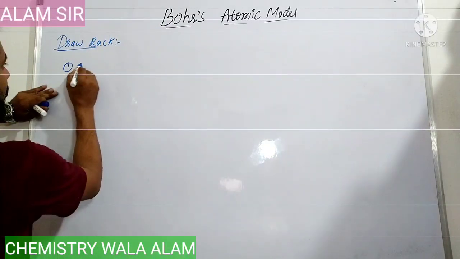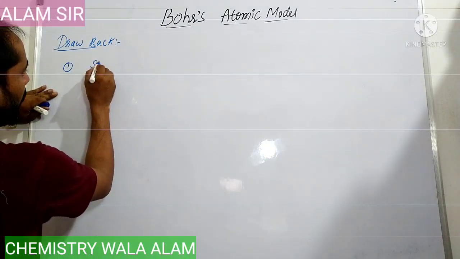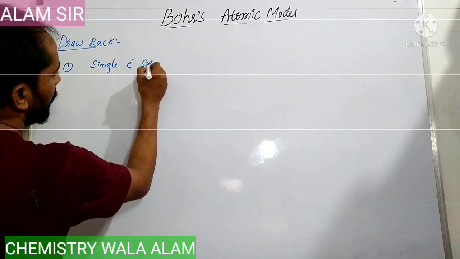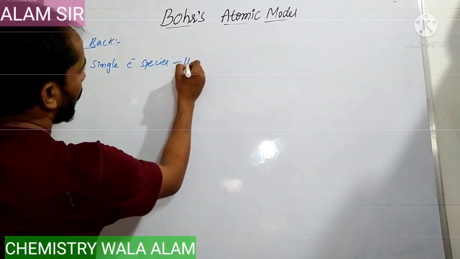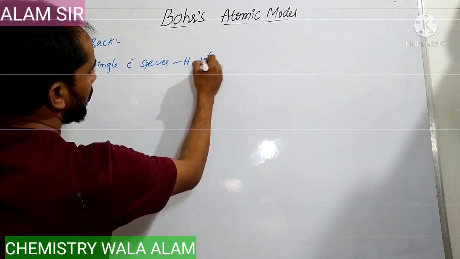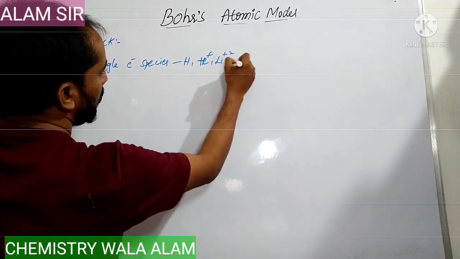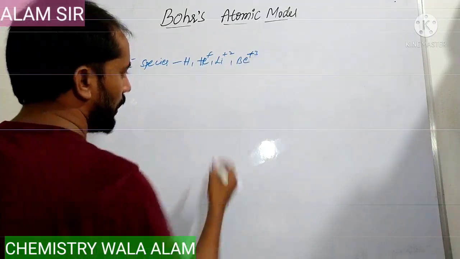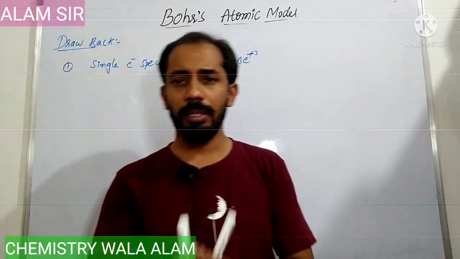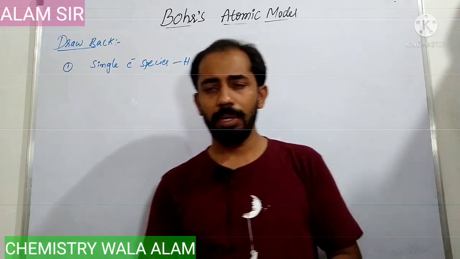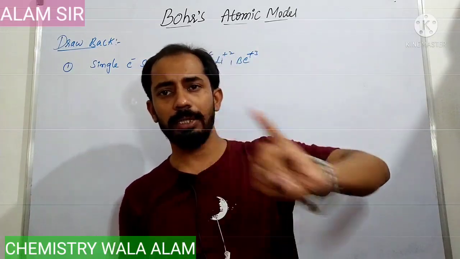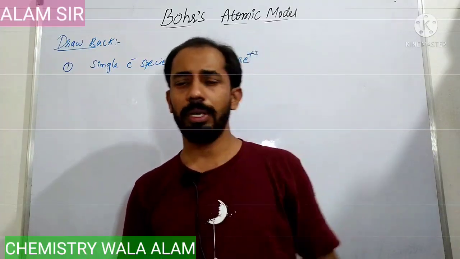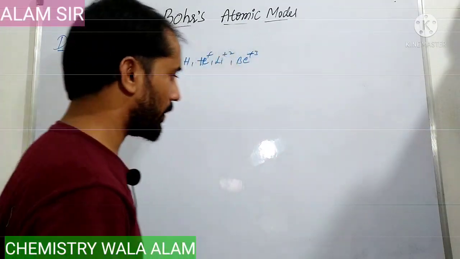The first drawback is that it is applicable only to single electron species like hydrogen, He plus, Li plus 2, Be plus 3. Plus indicates loss of electron. This is the main drawback. Niels Bohr successfully calculated the radius, energy, and velocity of species containing only one electron. So this is a major drawback.